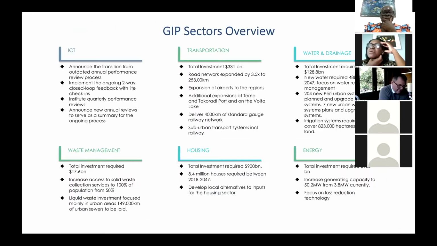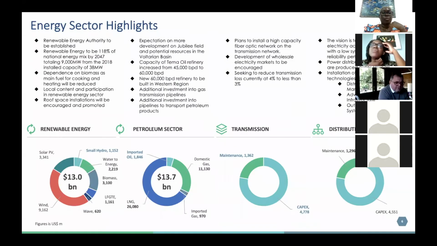There are 4 sections within the energy sector. Renewable energy: they're planning $13 billion of investment in the renewable energy sector during the life of this plan. The largest element of that is in wind power, and we've seen a number of plans in recent years for wind farms to be developed.